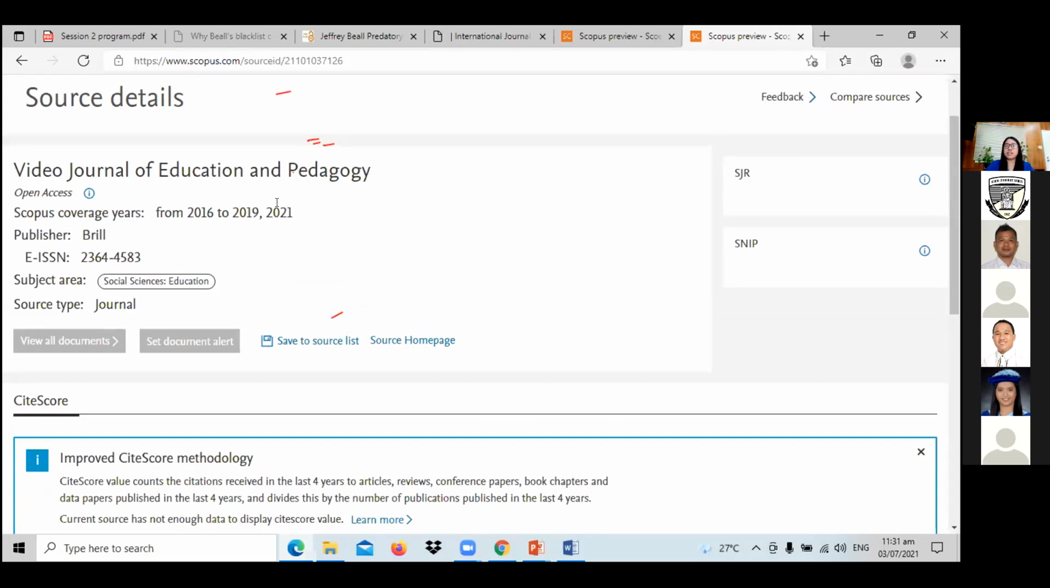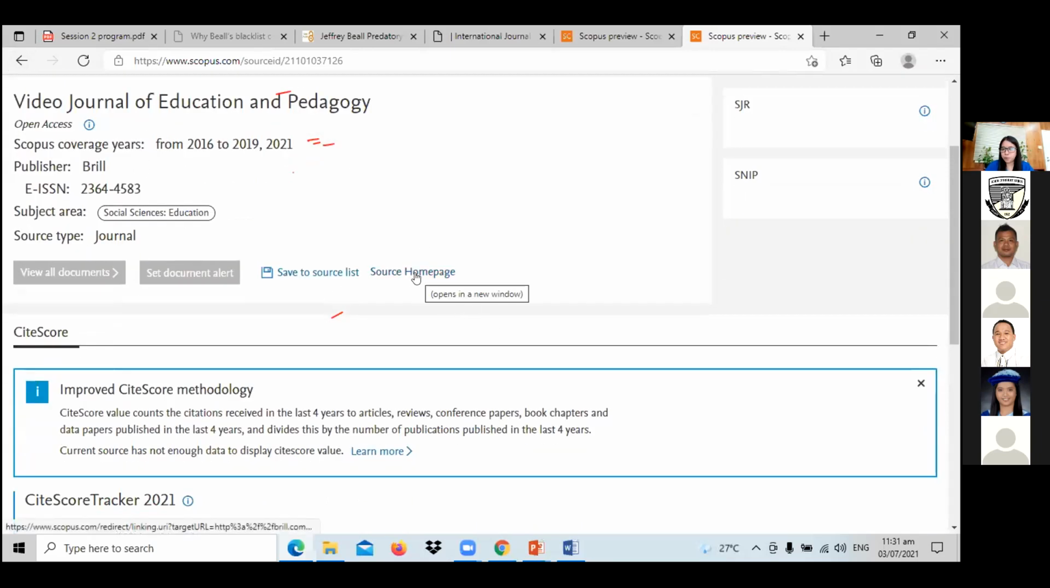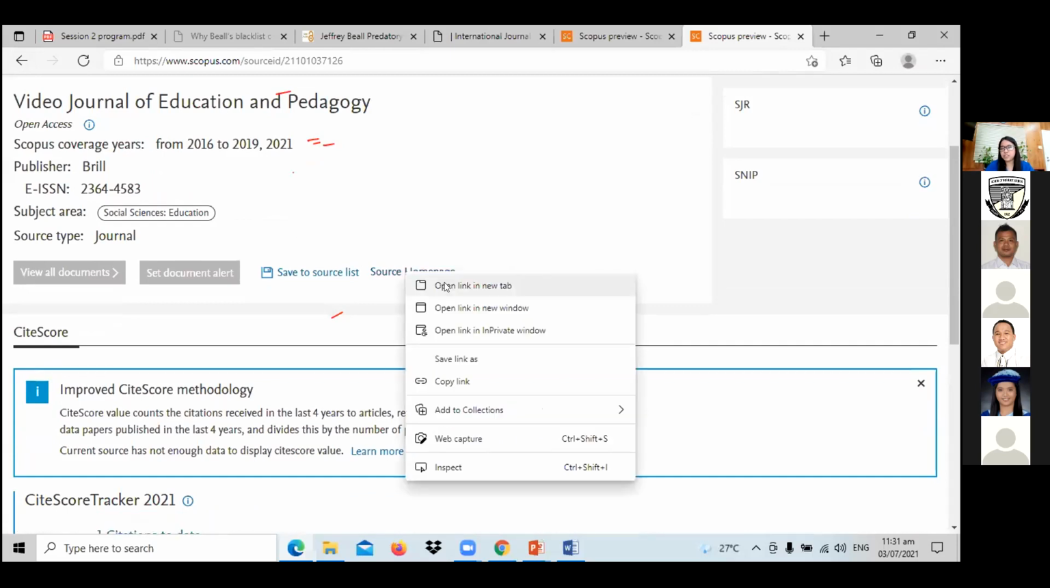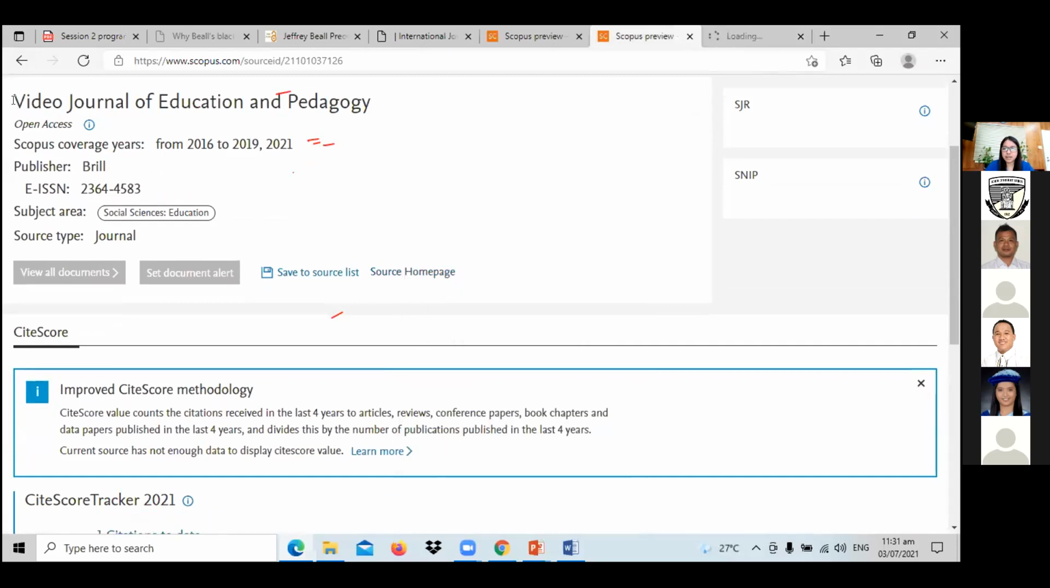But one thing that I am sure of is that if you publish your paper here in 2020, you cannot claim that it is a Scopus journal, because it's not indexed in Scopus in 2020. So you also need to see that. Then the source homepage. Sometimes you cannot find the source homepage, so what you can do is copy this, paste it, and search it on the internet.